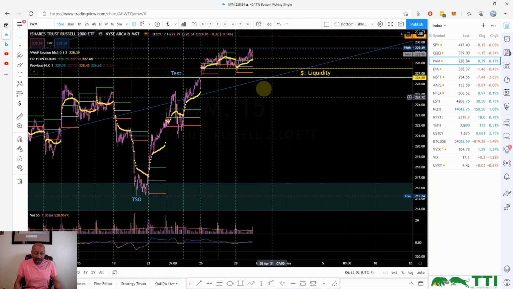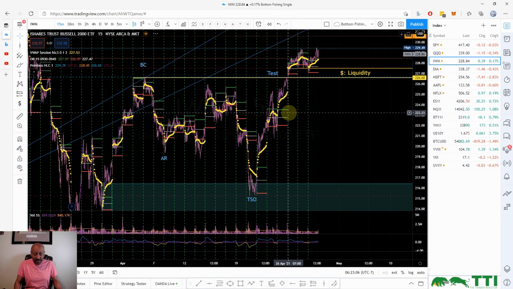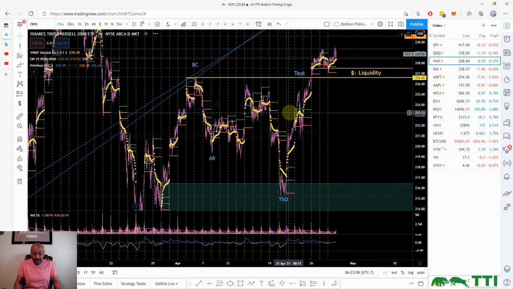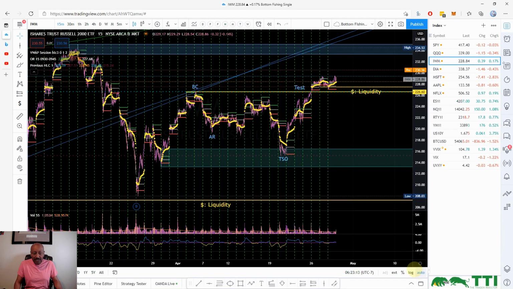IWM, I see no area of resistance. We're just going to continue to drive up, and we have room to drive up to recent highs. There's plenty of room to go from the 230 to 232, 233 area. We have an order block up here, so plenty of room for us to go to that space. So SPYs, Qs, IWM, the strongest for me today.